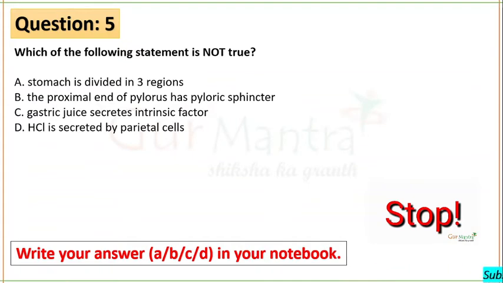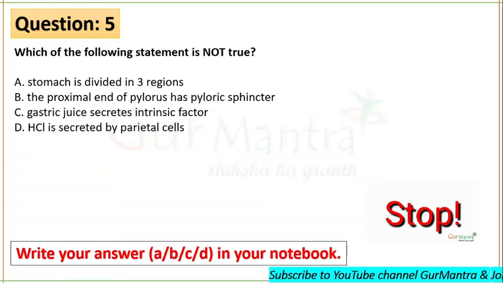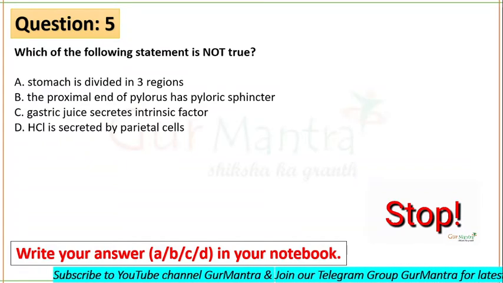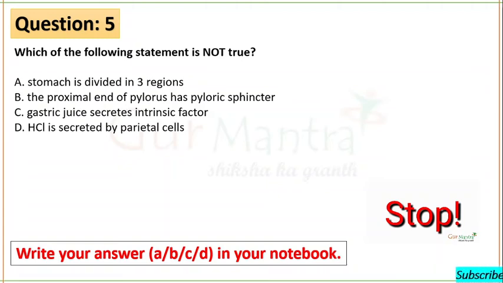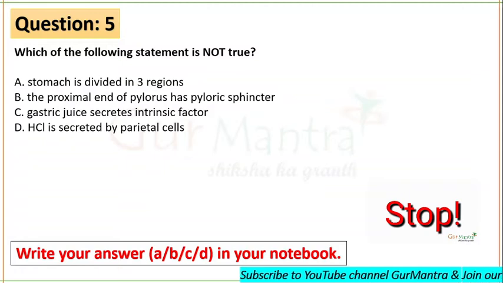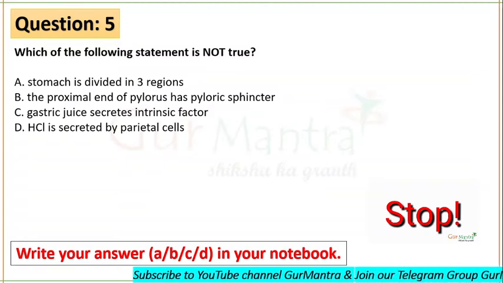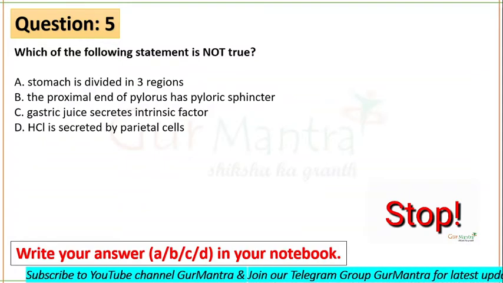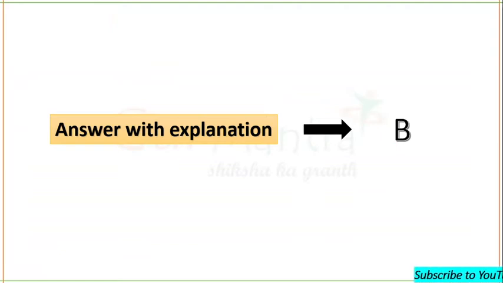Which of the following statements is not true? The stomach is divided into three main regions, right? The proximal end of the pylorus has the pyloric sphincter is not a true option, because the distal end of the pylorus has the pyloric sphincter. Gastric juice secretes intrinsic factor, right? HCl is secreted by parietal cells is also the right option. So the only incorrect option is B. So your correct option is B. Next question is on your screens.